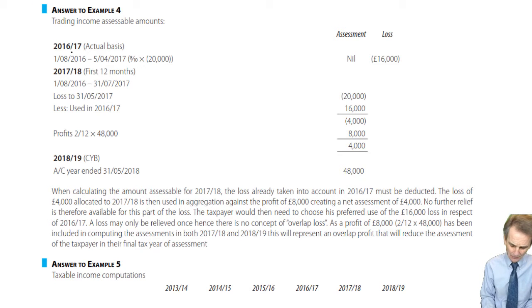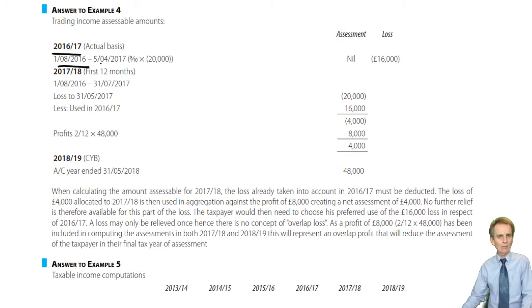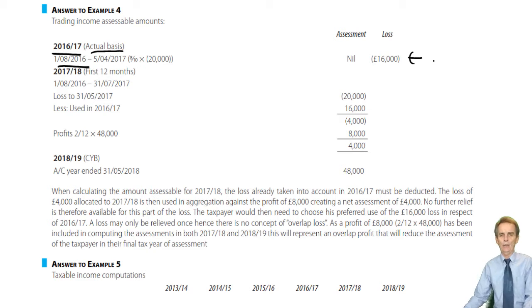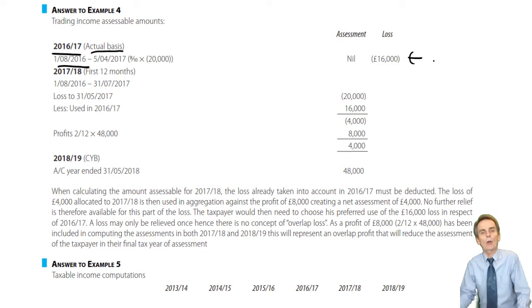So having identified the start date, that was the 1st of August 16, that gave us the first tax year 16-17. That is always an actual basis, and we established the amount of profit or loss that fell into that basis period. Here, of course, it was a loss, and that loss was then available for relief. What we haven't yet discussed, and that's where we move on to in this lecture, is to discuss what are the possible uses of that.